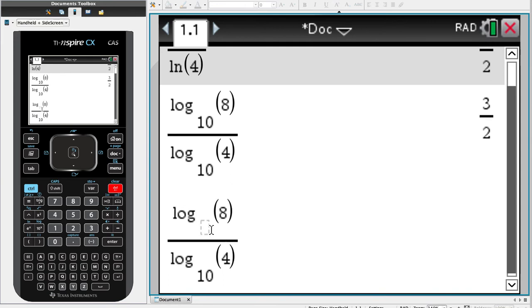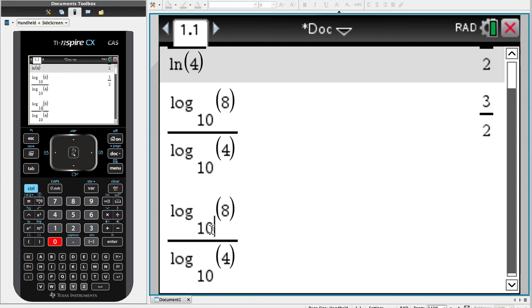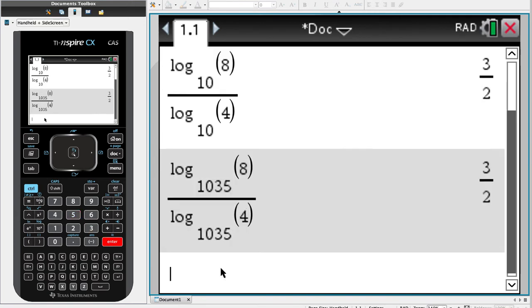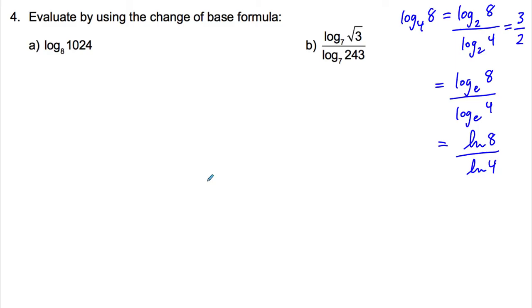I could choose the base of 1035, and I'm going to get 3 over 2. The only bases I can't take are unacceptable bases, bases that are negative, 0, or equal to 1. So we want to make sure that our bases lie between 0 and 1, or greater than 1. So for any base that we have, we can use the change of base formula, as long as the base is acceptable. So let's just write the change of base formula again.